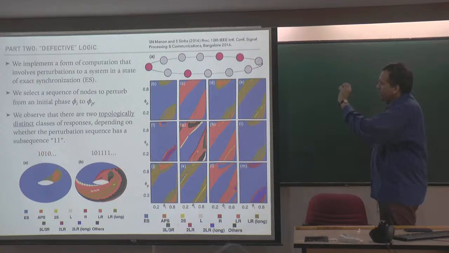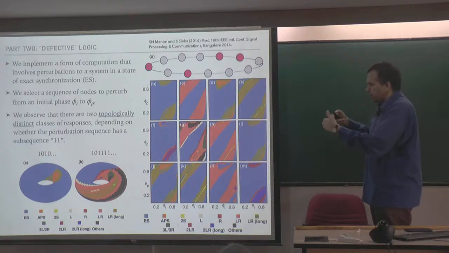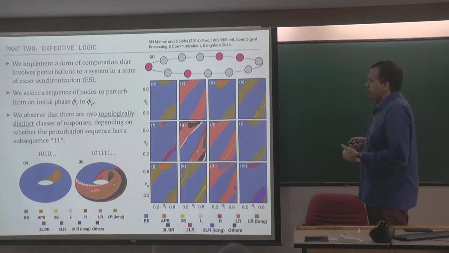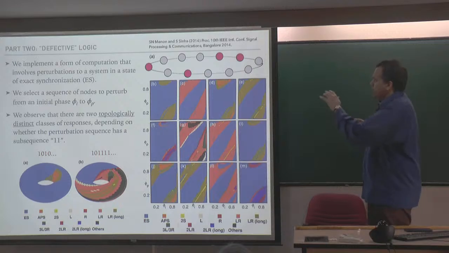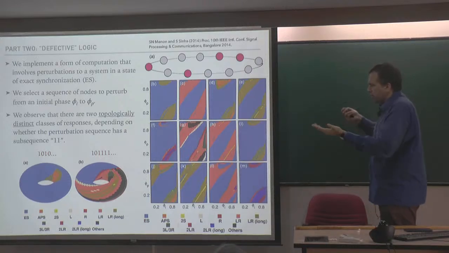Just give perturbations to a few of them. The perturbations that we give are exactly the same, and they will move the phase from this initial phase phi I, the current instantaneous phase of the oscillators, to some phase phi p. And of course, the choice of which oscillators to perturb is up to us.